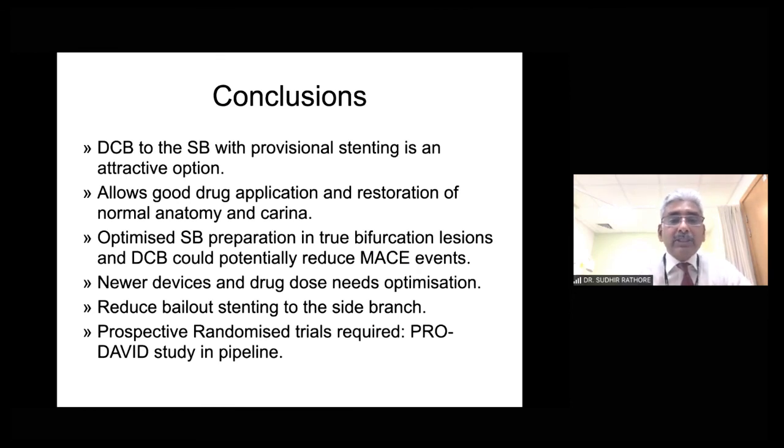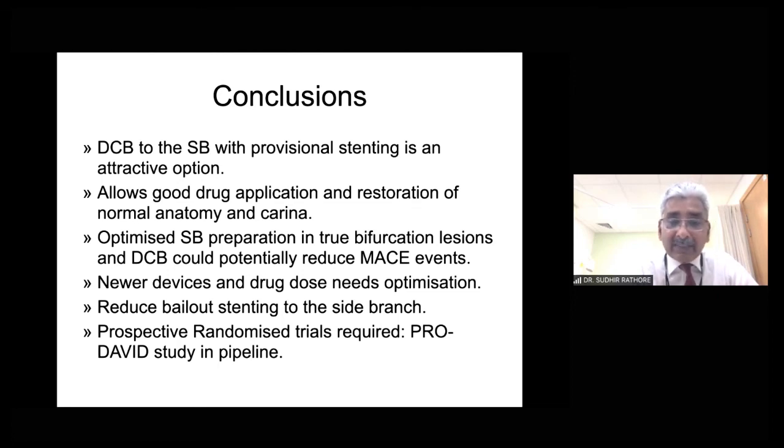So in conclusion, gentlemen, I would like to say drug-coated balloon to the side branch with provisional stenting is an attractive option. And this is my default strategy now for most of the true bifurcations with live side branch, and it allows good drug application and restoration of normal anatomy and carina.